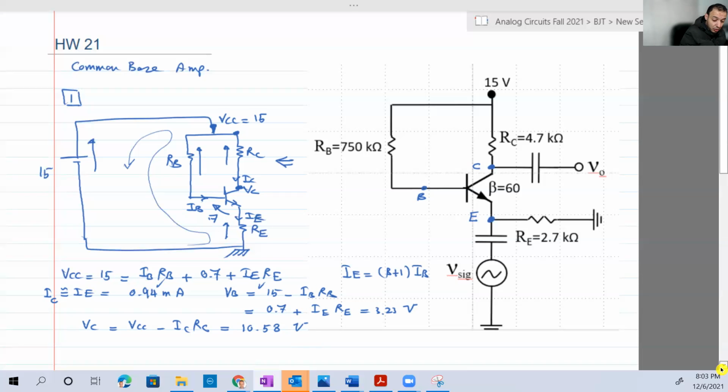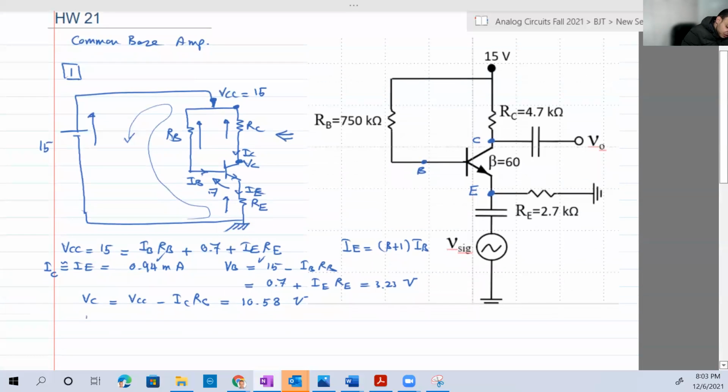Finally, we want to calculate R pi, or RE small in that case. Why RE small, not R pi, in that case? Because we can, of course, do both. R pi is just beta plus 1 times RE small. But since this is a common base, we're going to use the special equivalent circuit for the transistor in which we have RE small, not R pi.